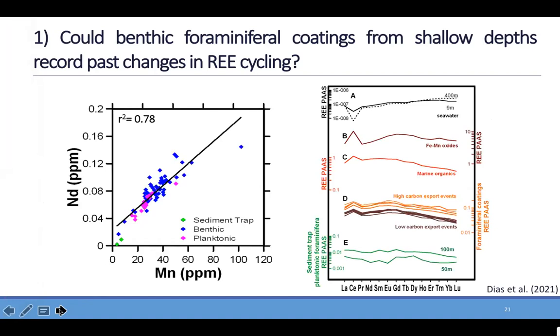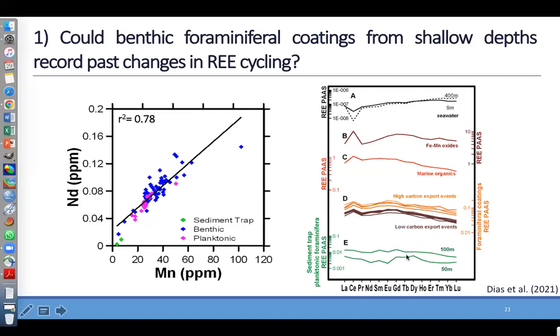When we cross plot those concentrations of manganese with neodymium, we see that we have a direct relation between those elements. And here we have the low concentrations in the sediment trap samples in relation to the foraminifera coatings, or the sedimentary foraminifera. We see that this good relation could be endorsing this idea of authigenic oxides precipitating. On your right-hand side, you see the profiles from our samples starting from the bottom. In green lines, you see all the sediment trap planktonic foraminifera, and what you can see is that we have a flat shape of the rare earth element profile that is different from the foraminiferal coatings, where we can see a positive cerium anomaly and also an increase in mid rare earth elements in comparison to the heavy rare earth elements.